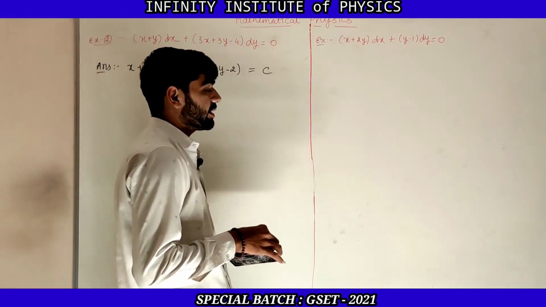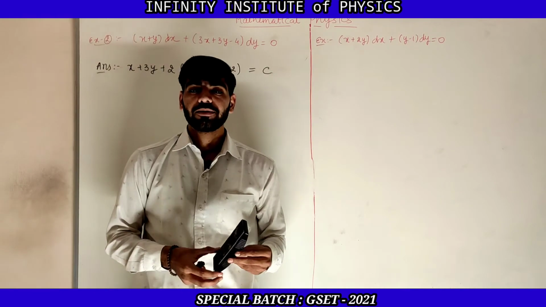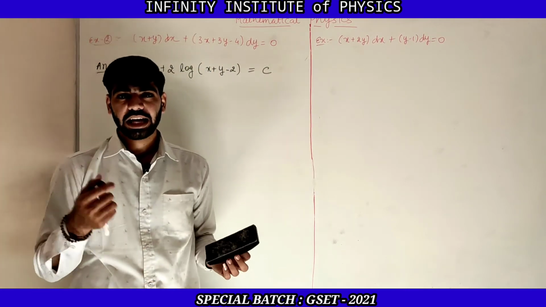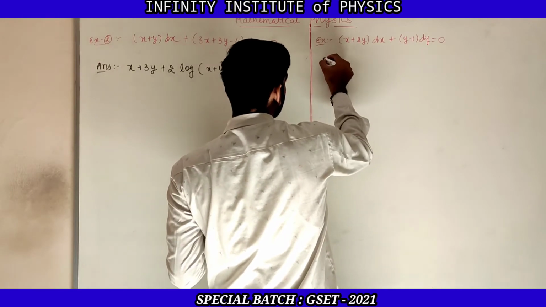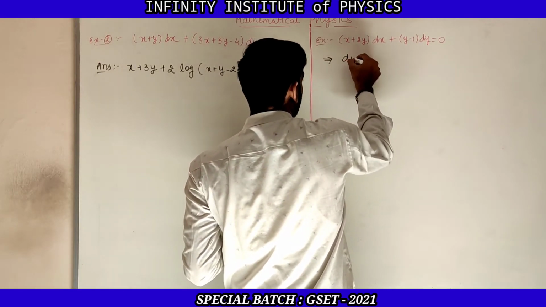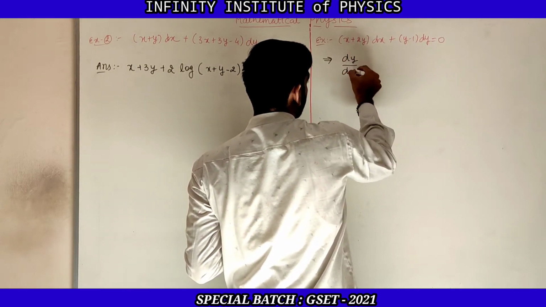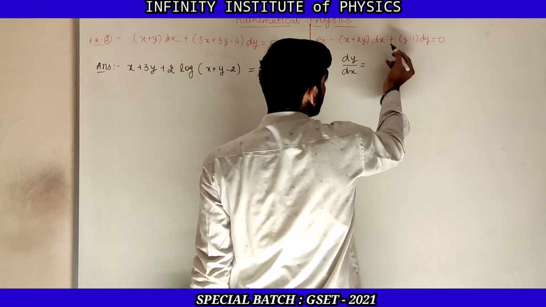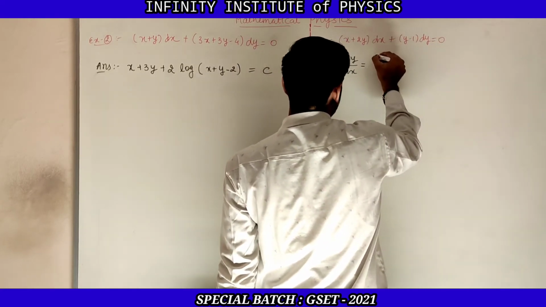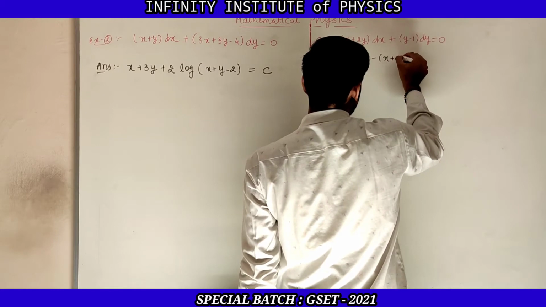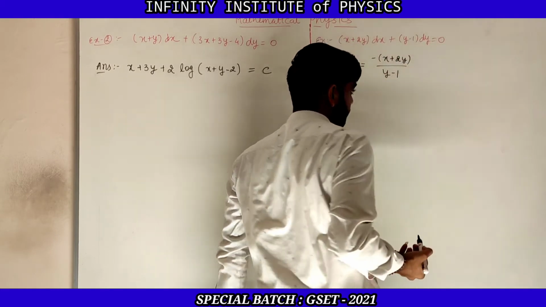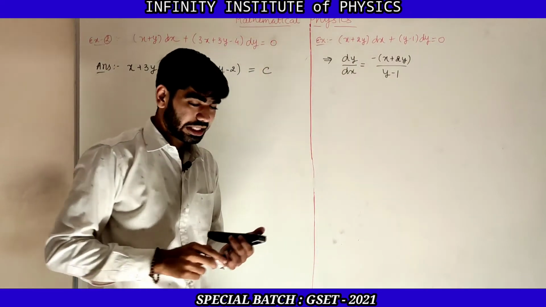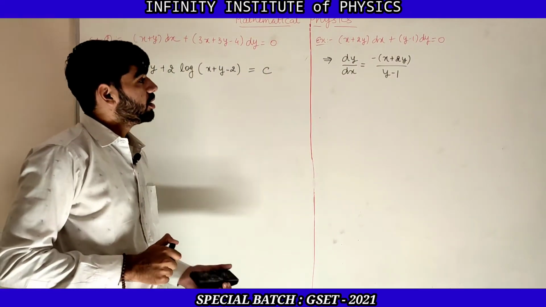First of all we need to convert this equation into the form of dy by dx is equal to m by n. So I am just writing it directly in that form. dy by dx is equal to minus of x plus 2y upon y minus 1. That will be the form for m by n.